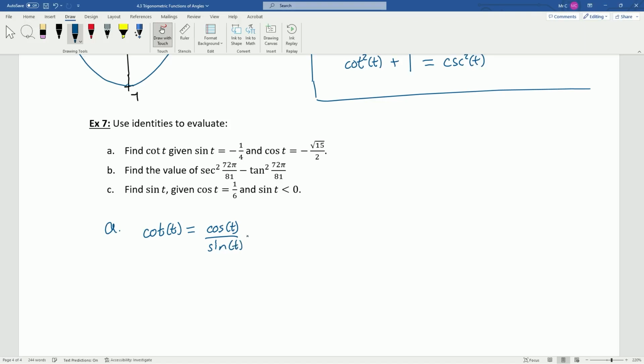And since they already gave me those values, I can just plug them in. Negative root 15 over 2 divided by negative 1/4. The negatives cancel, and I can multiply by the reciprocal here. 4 divided by 2 is 2, so this simplifies to just 2 times root 15.